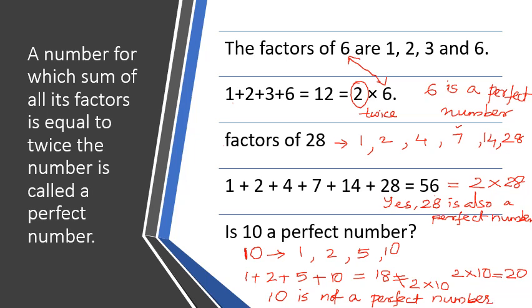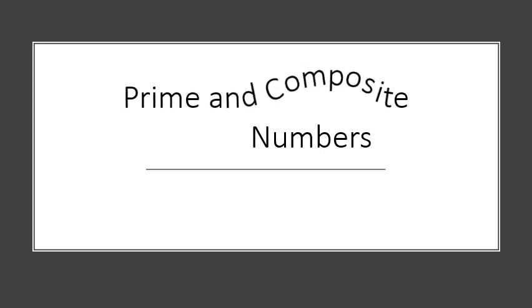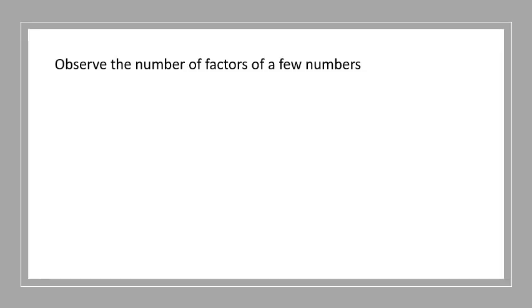Okay children, so you understood this as well. 10 is not a perfect number. This is about perfect numbers. Now we are moving on to prime and composite numbers. Let us see what are prime numbers and composite numbers.